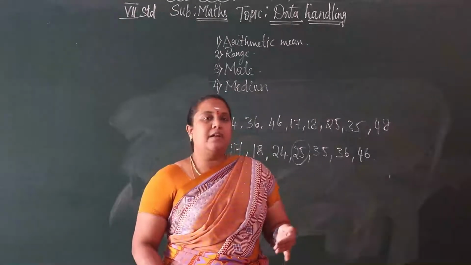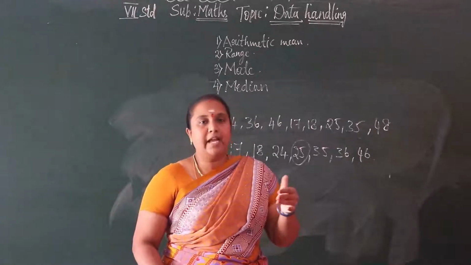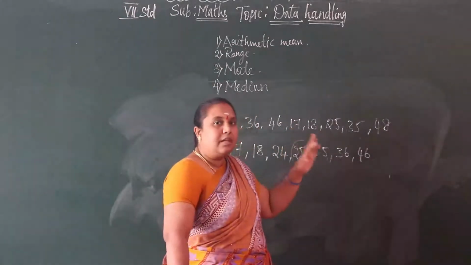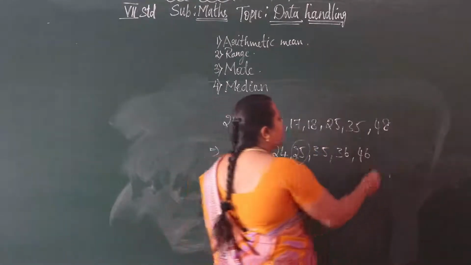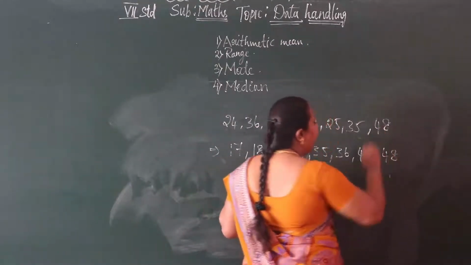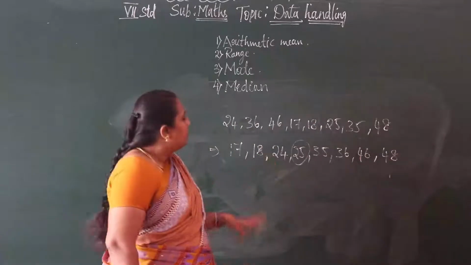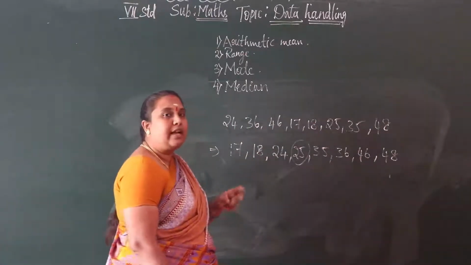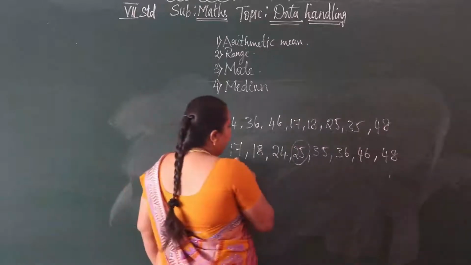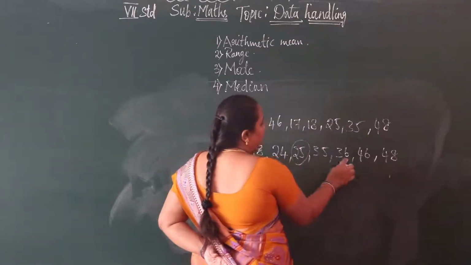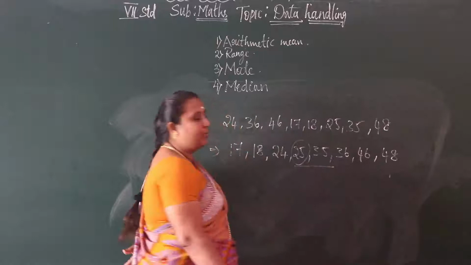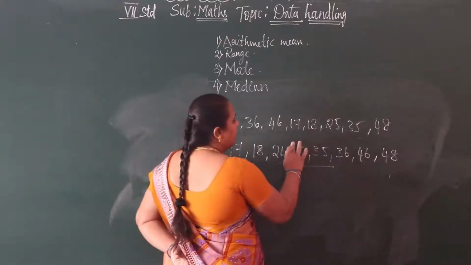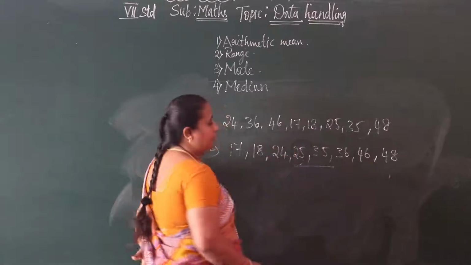If there are 8 observations, it means we have an even number of observations. Here also we have 48 in the ascending order form. If we have an even number of observations, we have to take two middle values. See 1, 2, 3, 1, 2, 3. Here we have two middle values, 25 and 35.